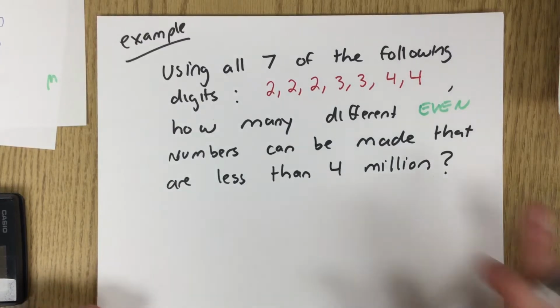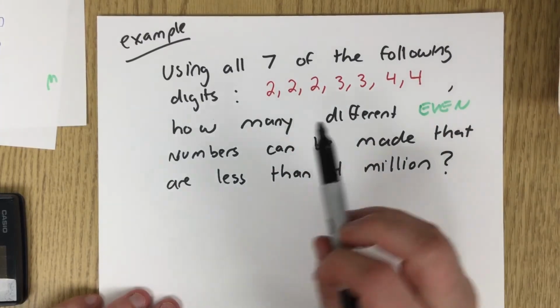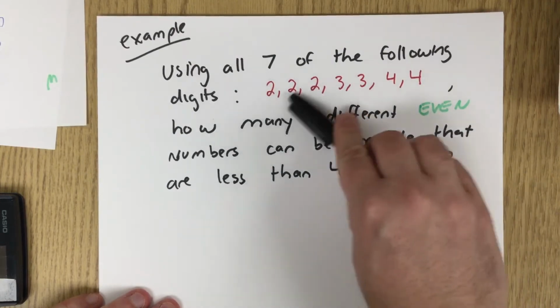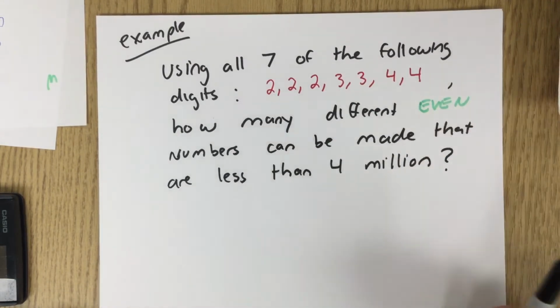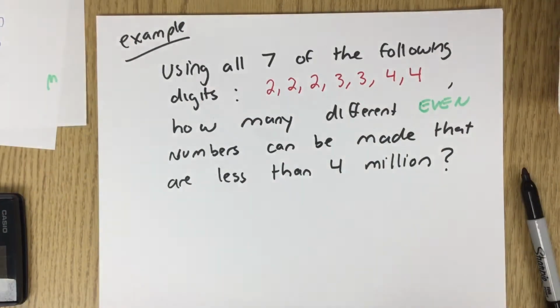Next example. Using all 7 of the following digits, 2, 2, 2, 3, 3, 4, 4, so 1, 2, 3, 4, 5, 6, 7, using all of them, how many different even numbers can be made that are less than 4 million?